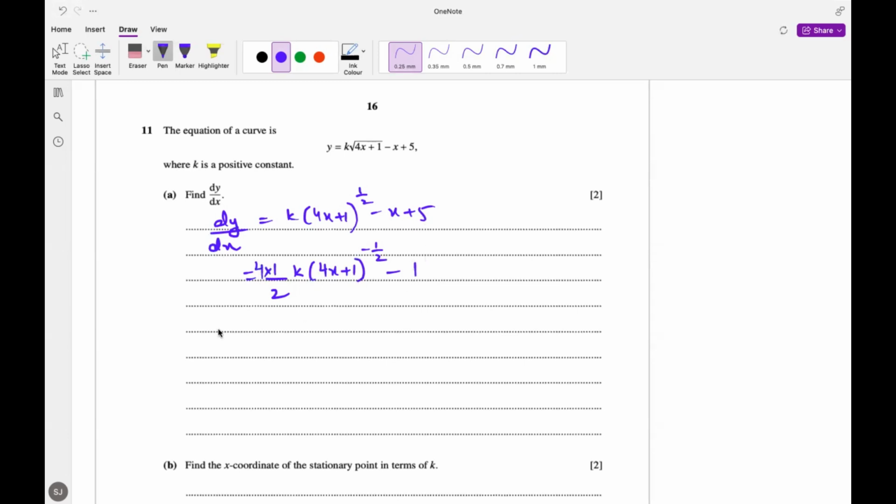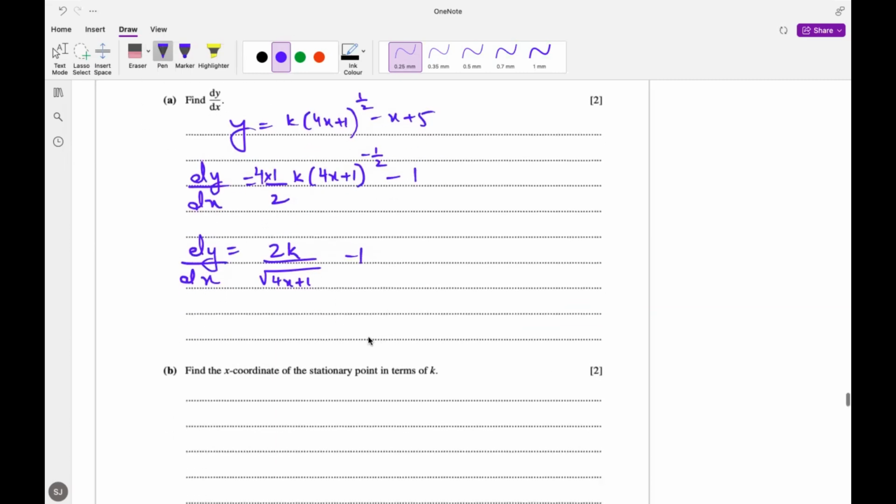And the derivative of 5 will be 0. So we can write this equation as 2k upon 4x plus 1 minus 1. So dy/dx will be equal to 2k upon square root of 4x plus 1 minus 1.